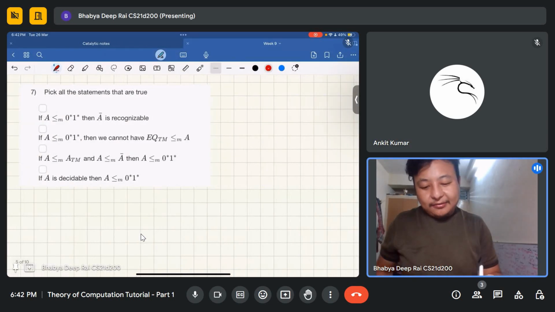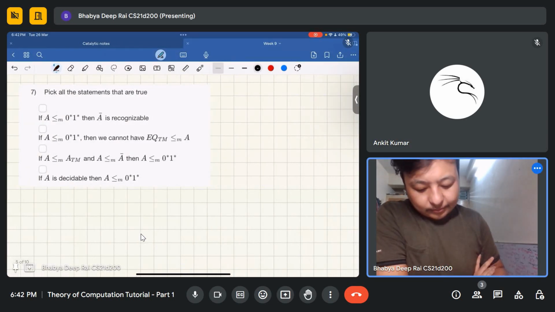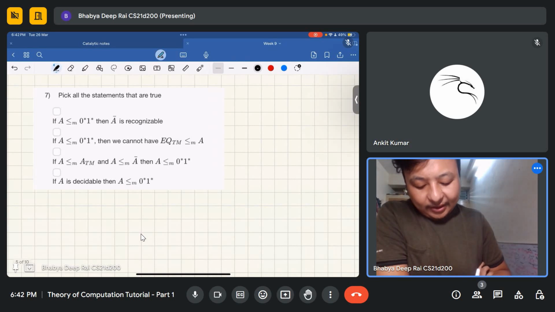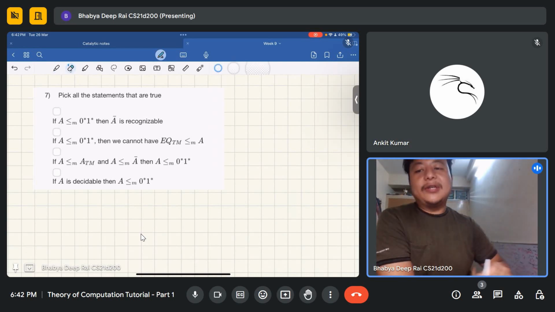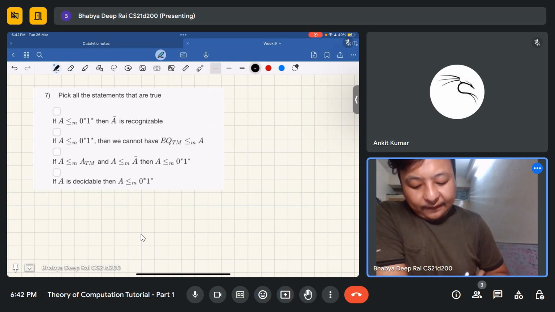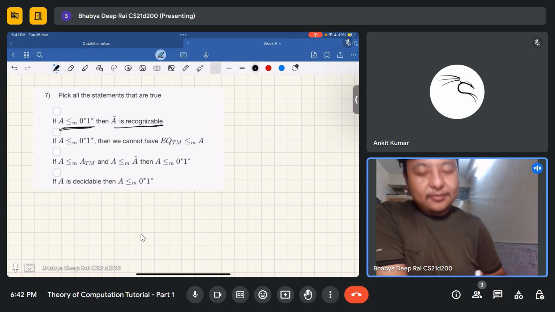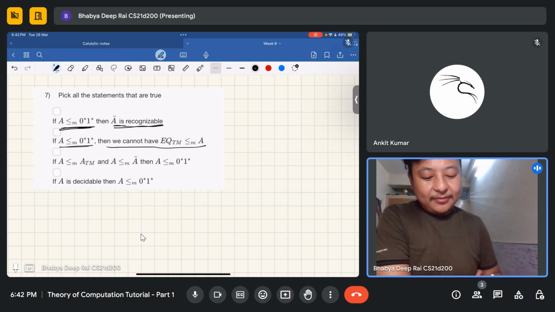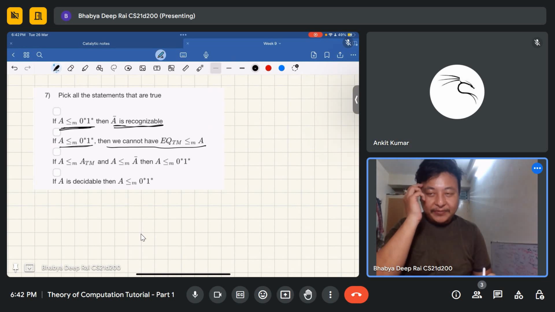So this is the final question from the assignments. The question says pick all the statements that are true. What it's saying is as follows. If A reduces to 0 star 1 star, then A bar is recognizable. If A reduces to 0 star 1 star, then we cannot have that EQTM reduces to A, and so on.